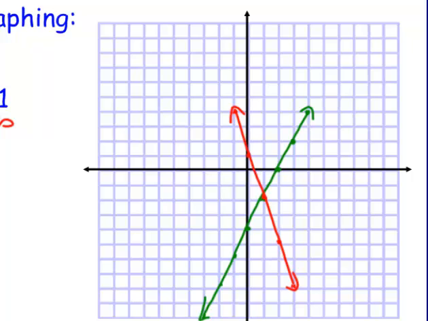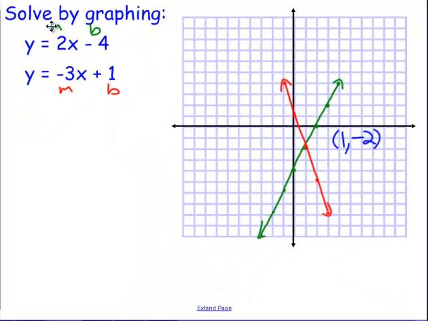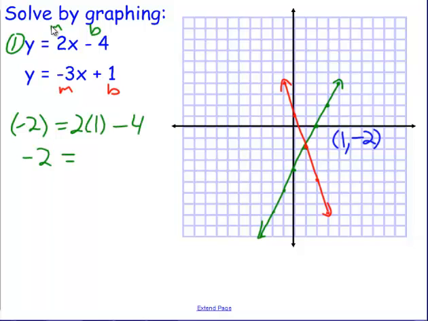Identify that apparent point of intersection. It looks like the x value would be 1 and the y value would be negative 2. Not done yet. Want to check it in both of our equations. We'll check it in the first equation by substituting. That means I'd put a negative 2 in for y and a 1 in for x, and it would look like negative 2 does in fact equal 2 minus 4, because that's also a negative 2. So that seems to work in that equation.